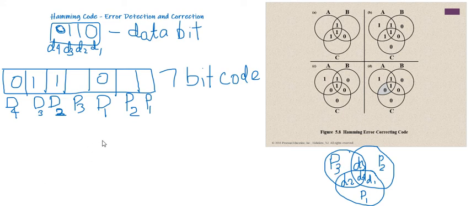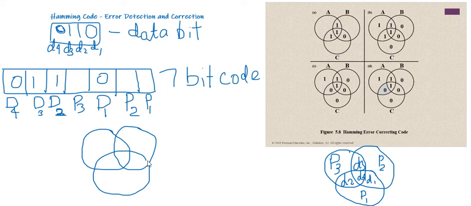Let me draw the Venn diagram so that for this example I can easily calculate the parity bits and easily find out whether there is any error or not. D1 comes in this place. What is your D1 here? 0. What is your D2? It comes here. D3 comes here. D4 comes here.